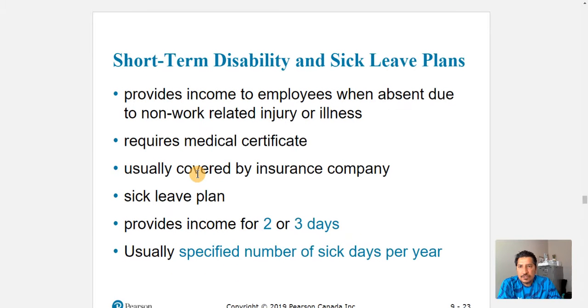Short-term disability and sick leave plans are other benefits to employees, providing income when absent due to non-work related injury or illness. Not feeling good, so you call and they give a day off, right? It requires a medical certificate and is usually covered by an insurance company. A sick leave plan provides income for 2 or 3 days, usually a specified number of sick days per year.